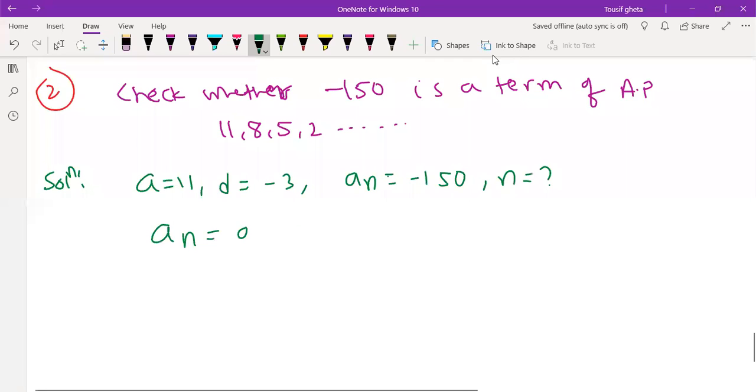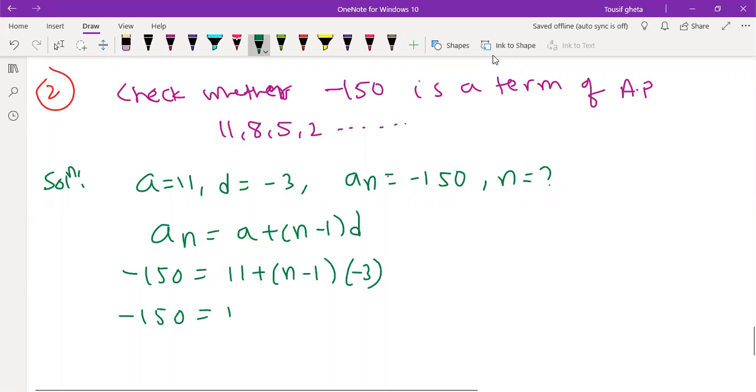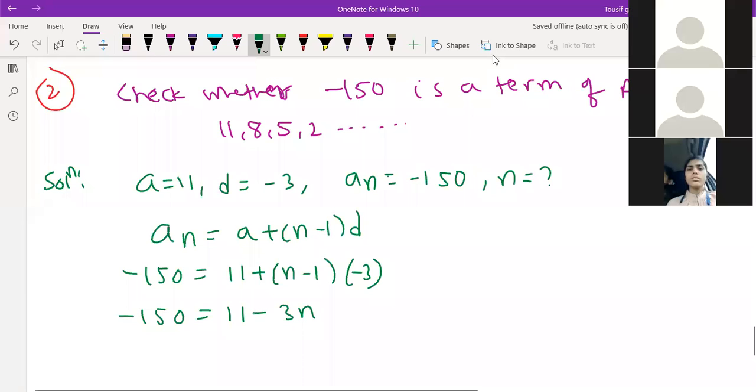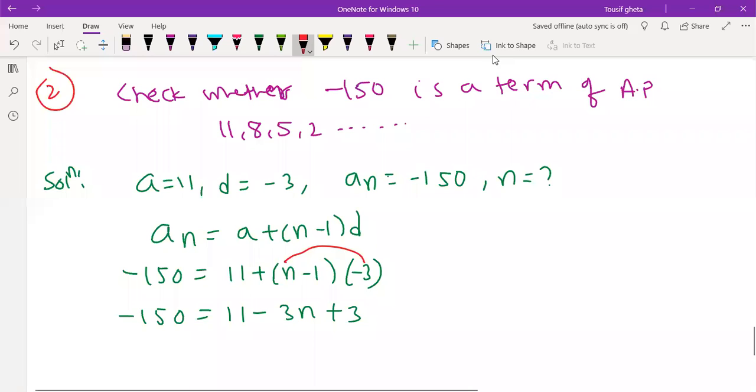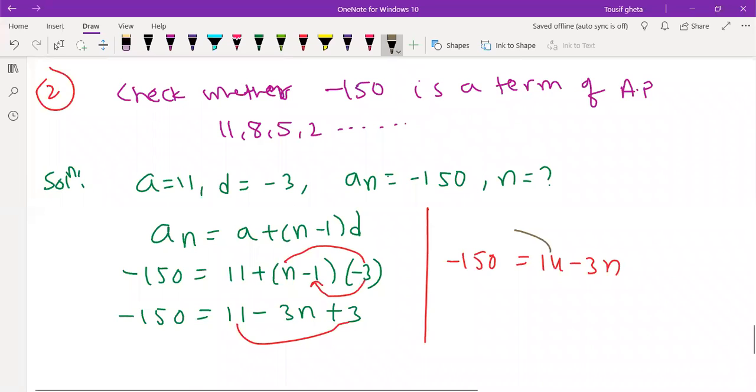An is equal to a plus n minus 1 of d. Minus 150 is equal to 11 plus n minus 1 of minus 3. Minus 150 is equal to 11 minus 3n plus 3. So here you can see, minus 3 into n I did, and then minus into minus is plus 3. Okay, this 11 plus 3 will get 14, so minus 150 is equal to 14 minus 3n. So this now I will transfer here. Minus 150 minus 14 is equal to minus 3n. Minus 164 is equal to minus 3n.